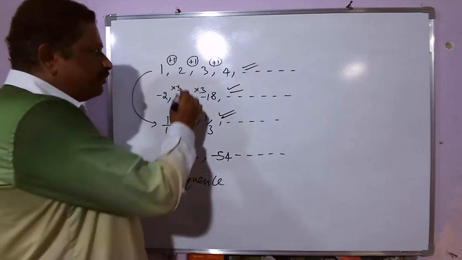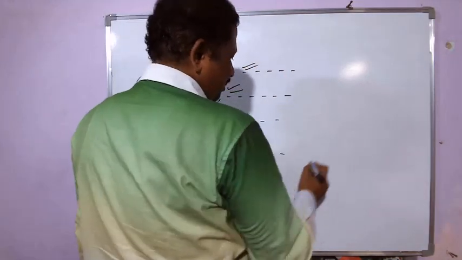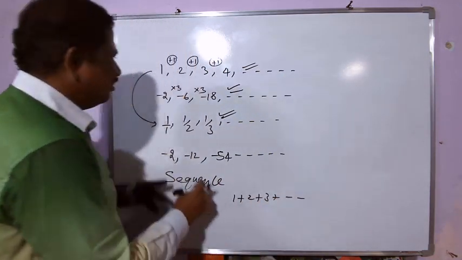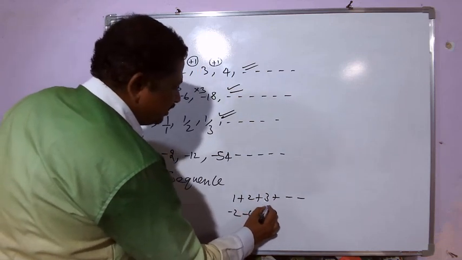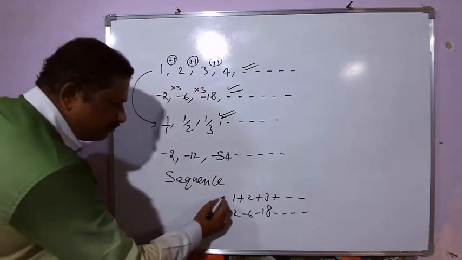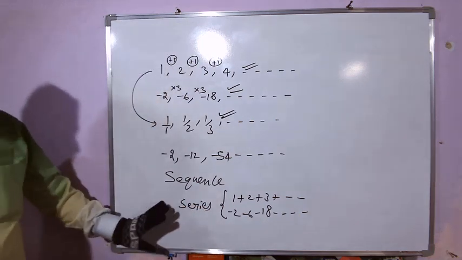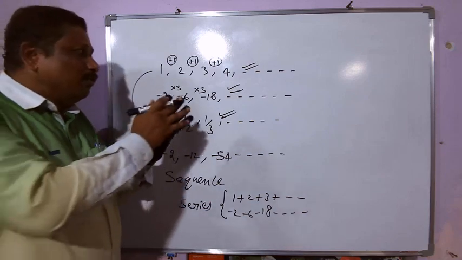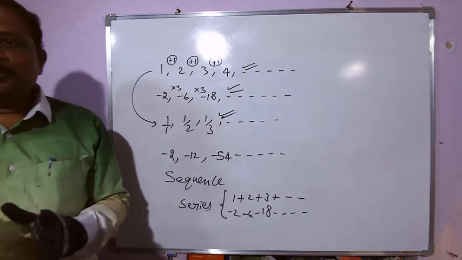If you sum up these numbers, it is called a series. Suppose you sum up these numbers: 1 plus 2 plus 3 and so on, minus 2, minus 6, minus 18, and so on. If you sum up these numbers, then we call it a series. Sequence, series. So if a particular rule is followed by these numbers, they are given different names. What those names are, we will see.